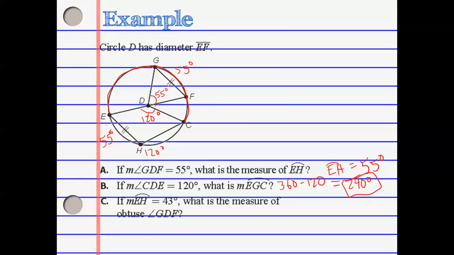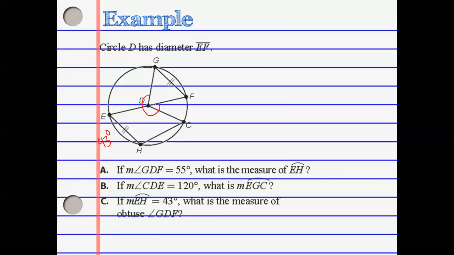This last one says if the measure of arc EH, so here we're not going to have 55 anymore, we have a different number. If the measure of arc EH is 43 degrees, what is the measure of the obtuse angle GDF? I'm just going to go ahead and erase my ink because I think that'll help us out here. So here we have EH is 43 degrees. It wants to know the measure of obtuse GDF, because if we look at GDF, this is an acute angle. So what it's asking us for is this angle right here.